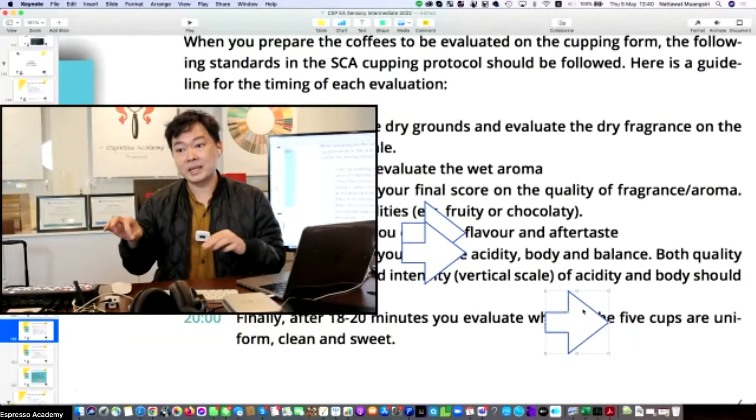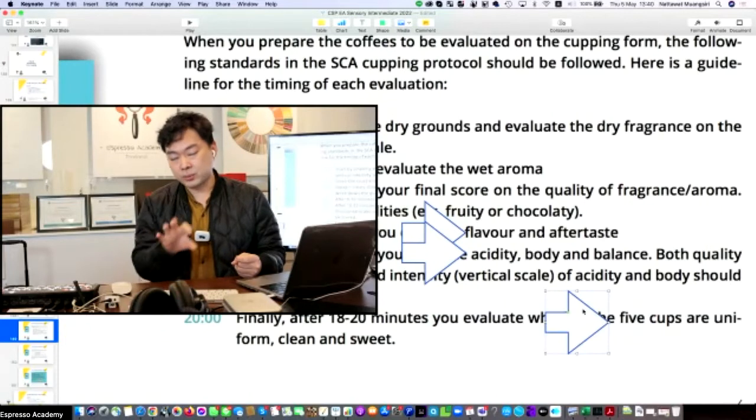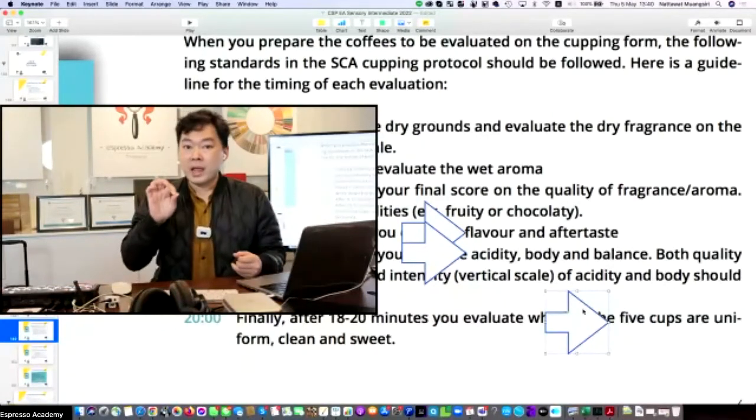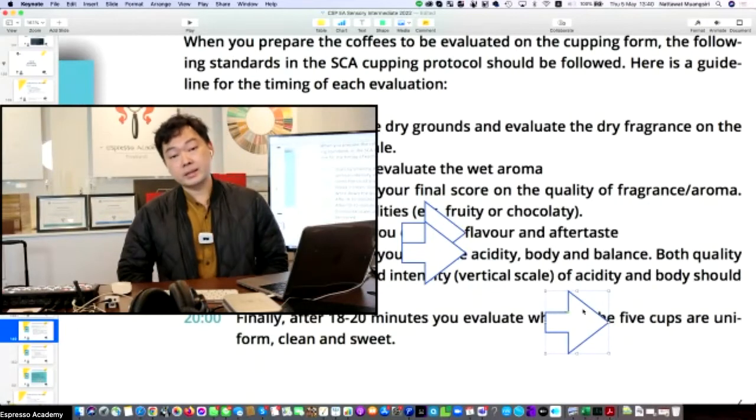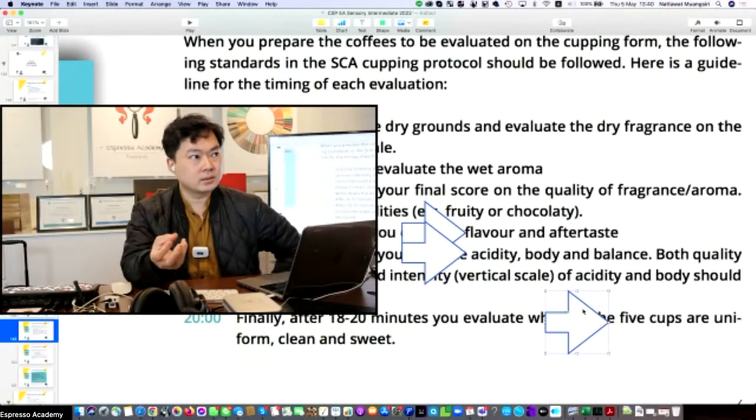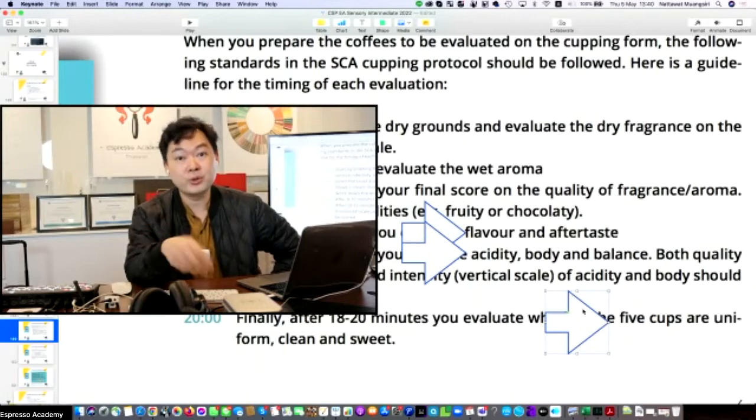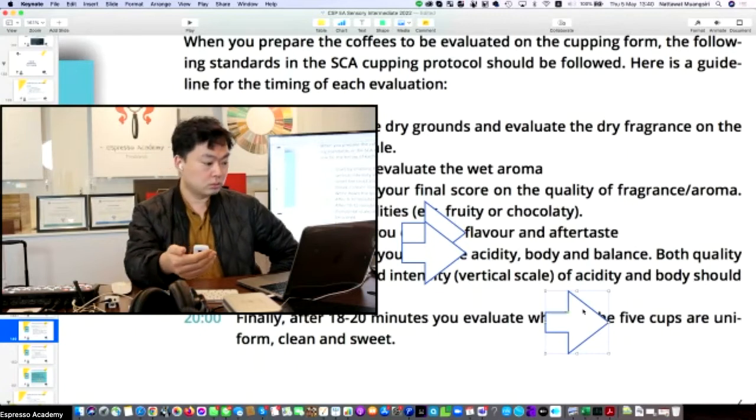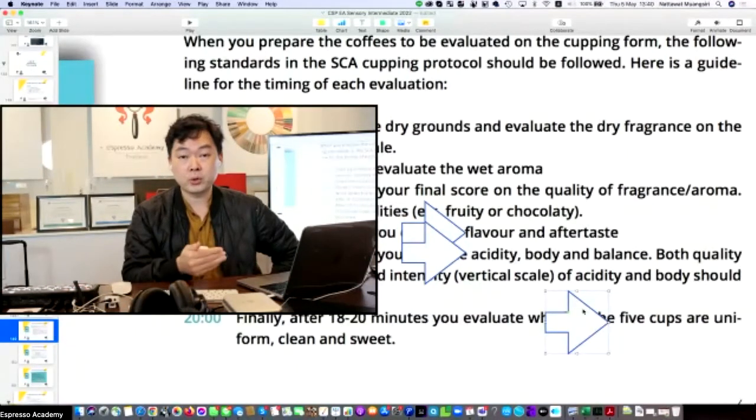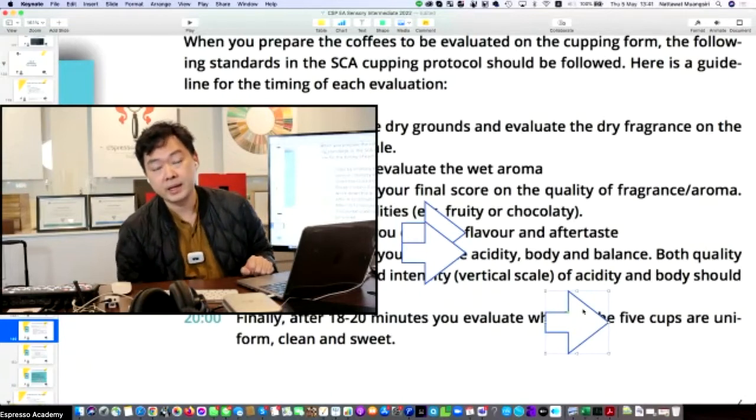so at 20 minutes we come and check the 5 cups and see: is it uniform, is it clean, is it sweet? Yes, all cups are sweet. Some defects will only show up after 20 minutes because they take some time to extract, and some defects will disappear after 20 minutes. So it's a good way. It's one of the protocols that Coffee Mart created, very similar to SCA anyway.